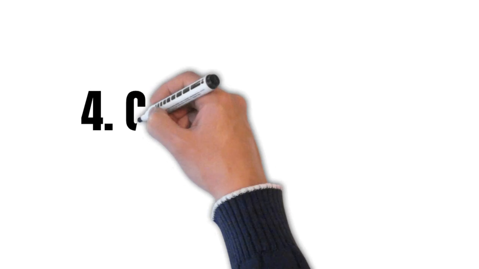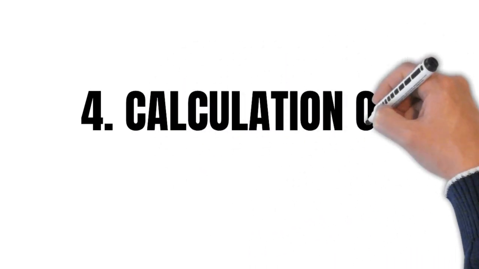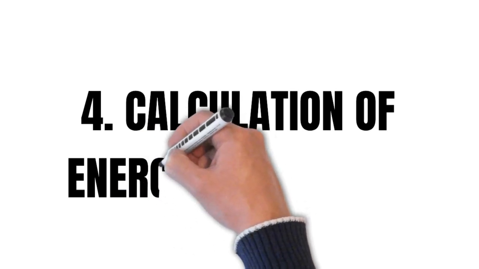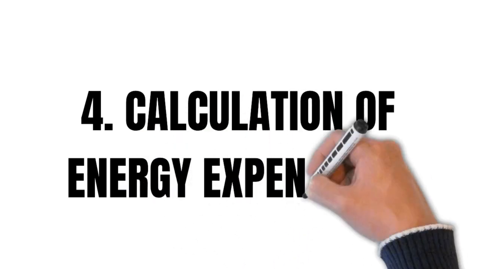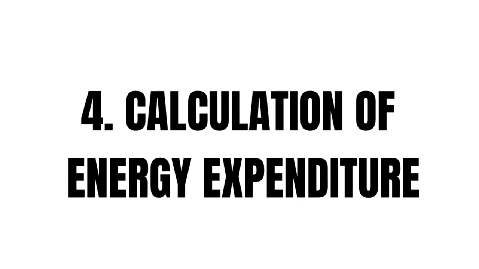4. Calculation of energy expenditure. The elimination rates of the isotopes are used to calculate the individual's total energy expenditure over the period of measurement. This calculation involves several equations that take into account the individual's body weight, the isotopic enrichment of the dosing water, and the isotopic composition of the urine and breath samples.